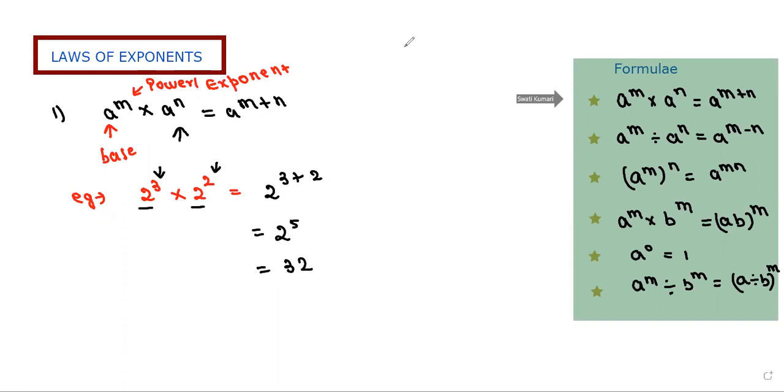Let us talk about the second law, and the second law we have is a raised to m divided by a raised to n will be equal to a raised to m minus n. So in the first property, when we have multiplication, the powers are added. In the second property, when we have division, the powers are subtracted. Again, we can see here that the bases are the same, a and a.